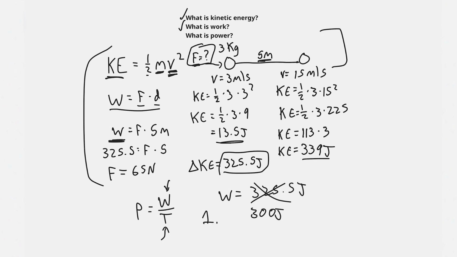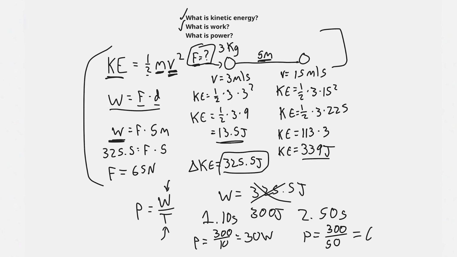In situation 1, that work was done over a time span of 10 seconds. And in situation 2, that work was done over a time frame of 50 seconds. The power in situation 1 is equal to 300 joules divided by 10. That gives us a final value of 30 watts. In the second situation, power is equal to 300 divided by 50 seconds because it took 50 seconds to apply all of that work. That is equal to 6 watts.